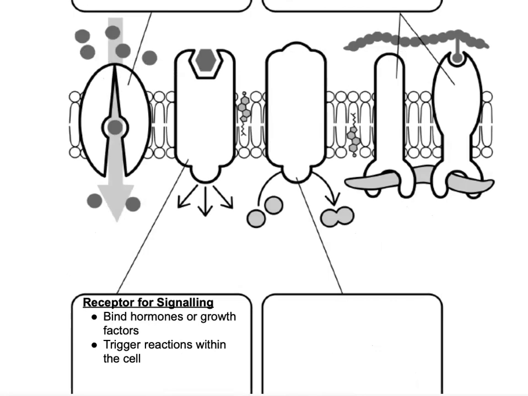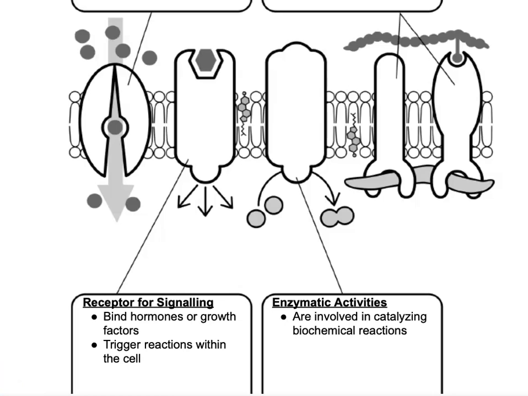A third function of proteins found in the membrane is as receptors for signaling. These proteins are receptors that can bind to hormones or growth factors. When bound, they can trigger a signal that begins a cascade of reactions within the cell.